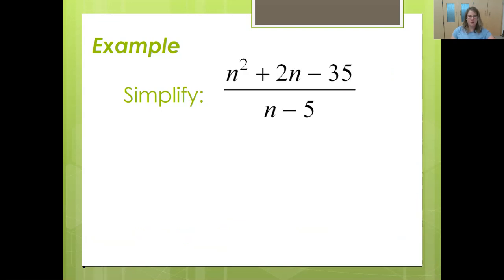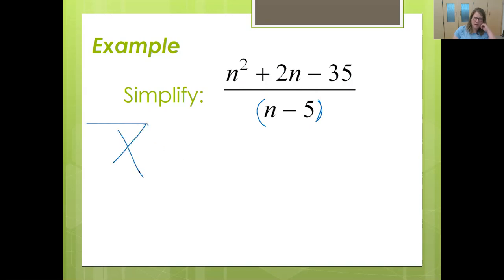All right, so on this one, we have n squared plus 2n minus 35 over n minus 5. On this one, I want to factor this. Remember, this is all considered one number. Basically the same thing for this. So in order to cancel anything out, we're going to have to get this in factored form and see if one of my factors happens to be n minus 5.